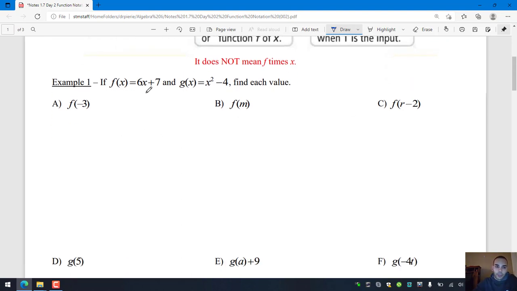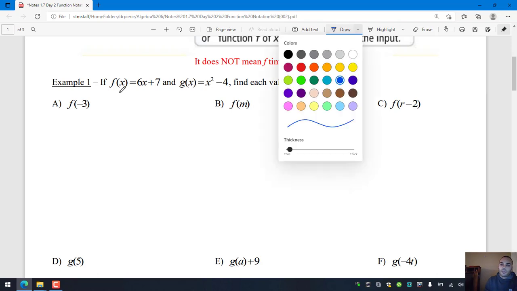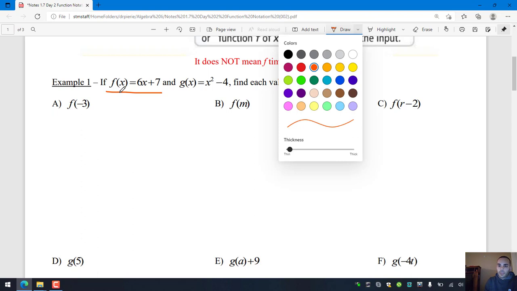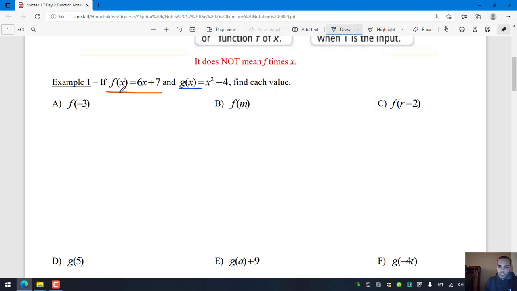It says if f of x is equal to 6x plus 7 and g of x is equal to x squared minus 4, find each value. For example A, they're asking me to solve for f of negative 3, not f times negative 3, f of negative 3. So they give us two different equations: an equation called f, which is 6x plus 7, and an equation called g, which is x squared minus 4.